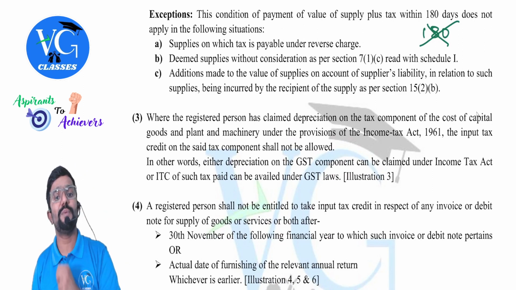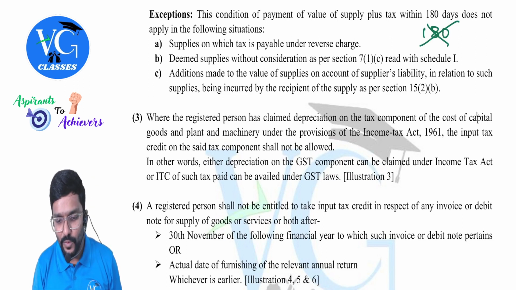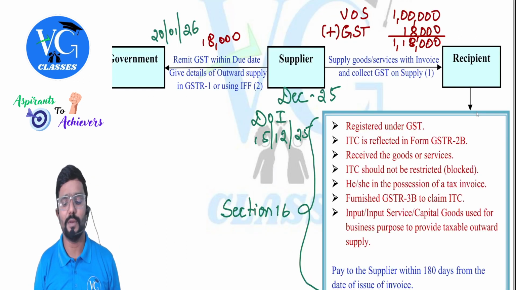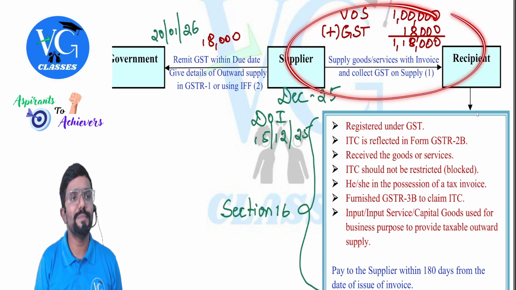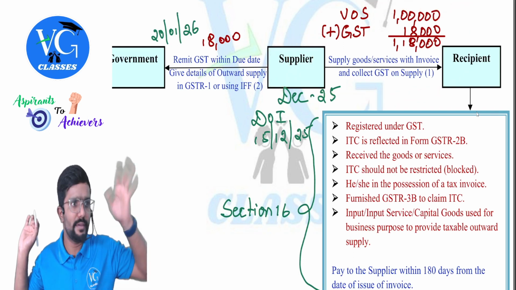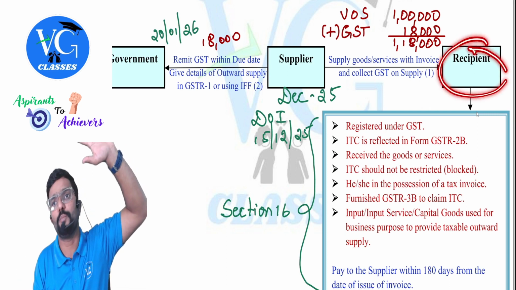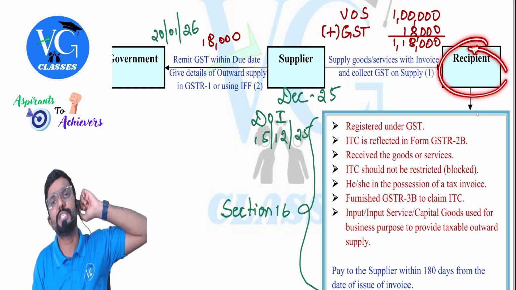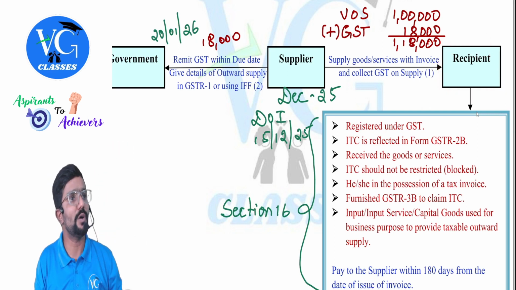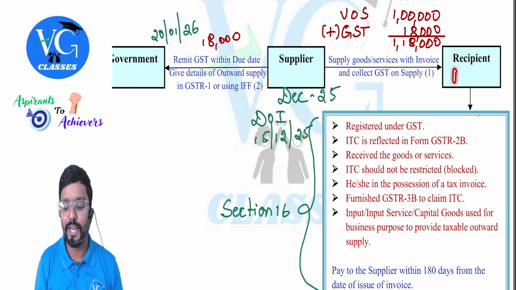Supplies on which tax is payable under reverse charge. Guys, look at the beauty now. Sir, if RCM is applicable, assume for this supply RCM is applicable, how much will supplier collect? Only 1 lakh. He will not collect taxes. Why so? Because the recipient is the one who is liable to pay GST. How much GST should recipient pay himself? 18,000 as RCM.